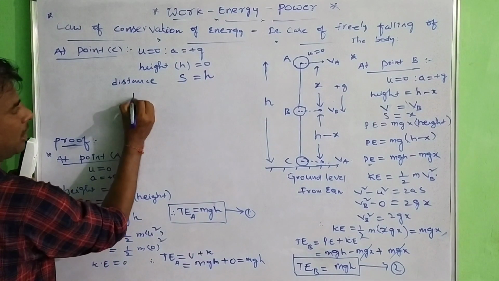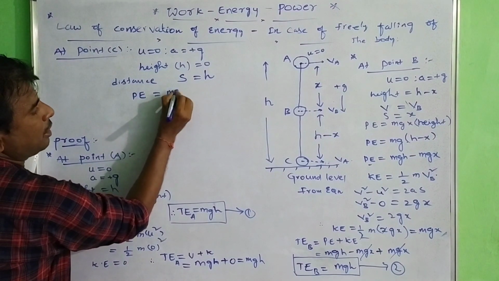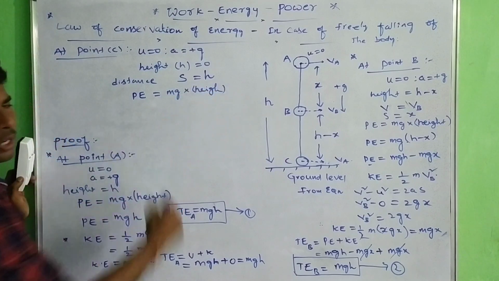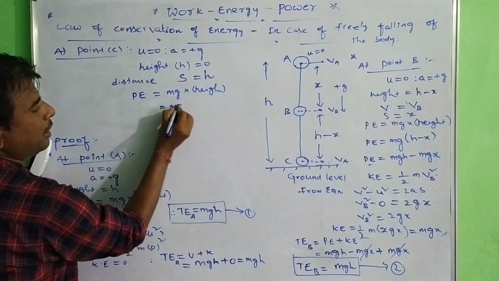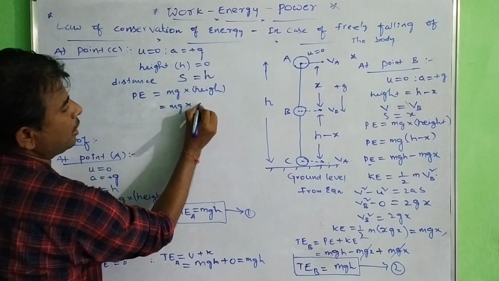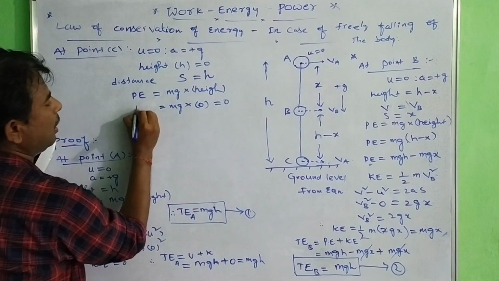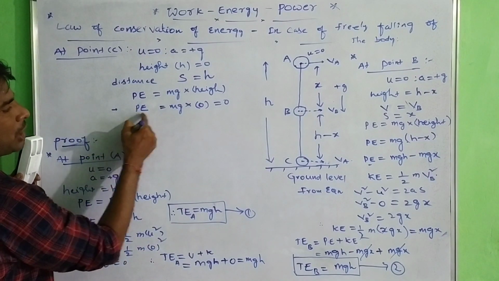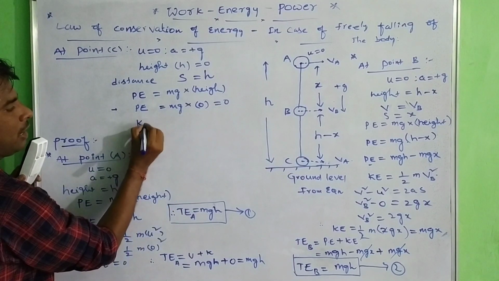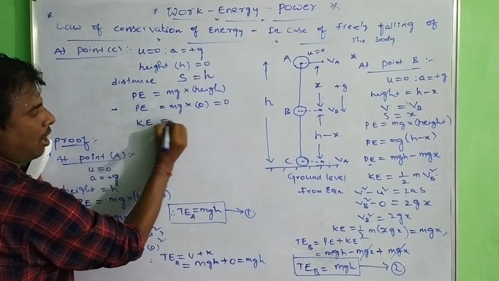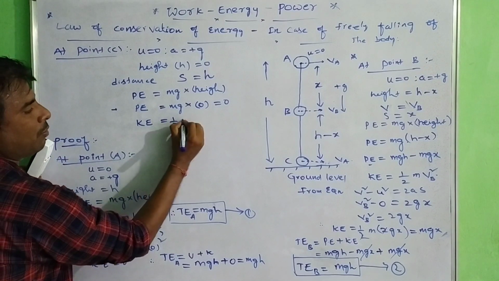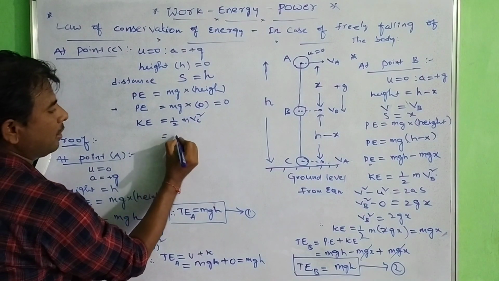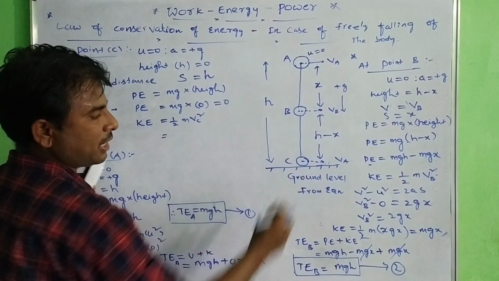Now calculate the potential energy, which is mg into height h. This is the general equation of potential energy. With the height taken to be 0, the potential energy equals 0. And the kinetic energy at point C is half m vc square, where vc is the velocity at point C.